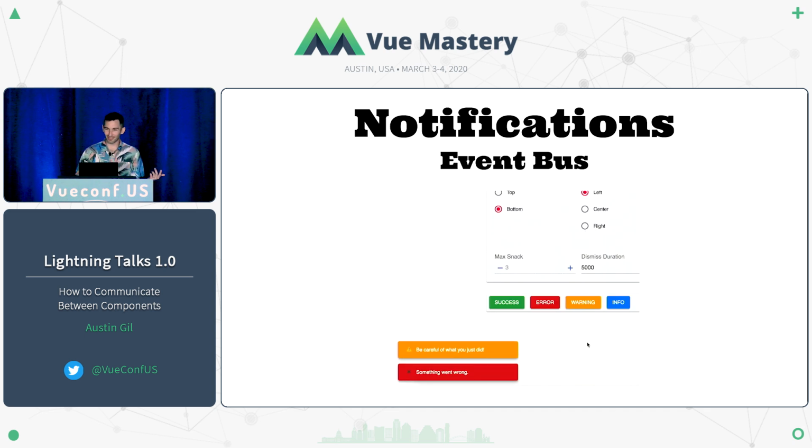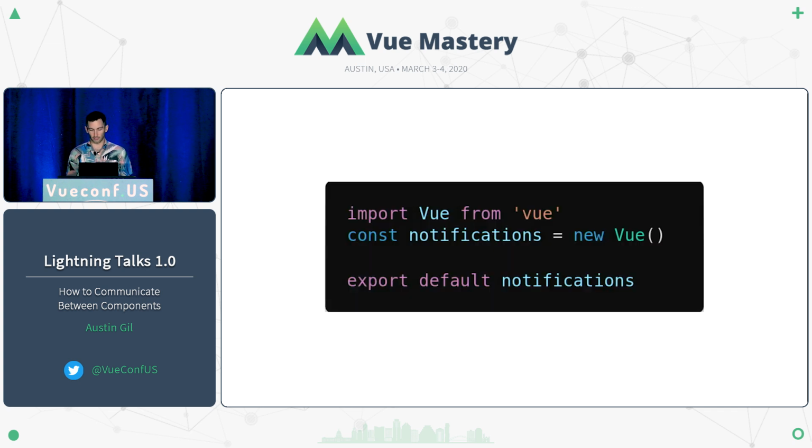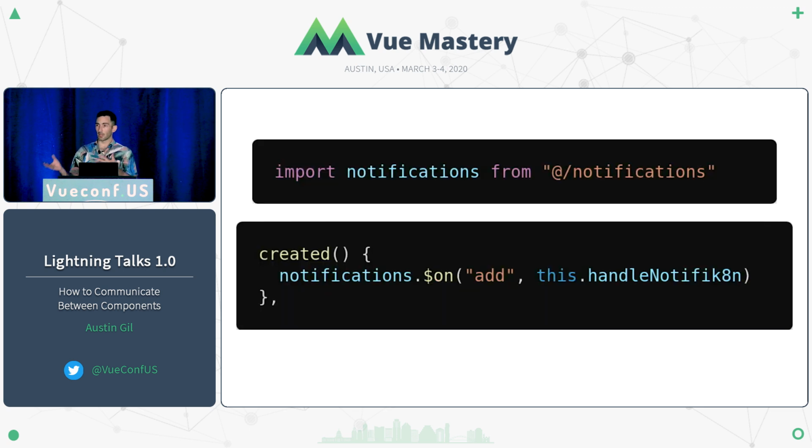So a pattern that we can use for this is the event bus. And the event bus is great because it lets us tap into Vue's event system with a very isolated instance. The event bus looks like this. We can create a completely new Vue instance separate from our default application. And once we have that Vue instance, that's basically the event bus. And because we've exported it from one file location, we can import it to different locations.